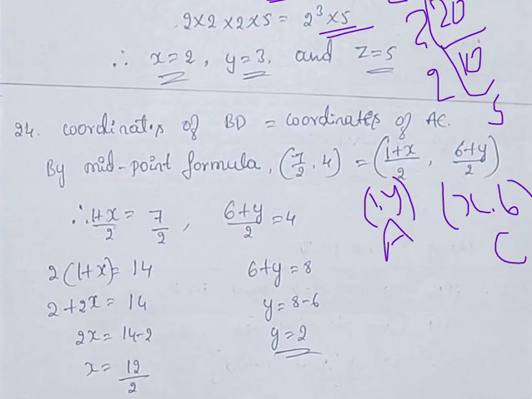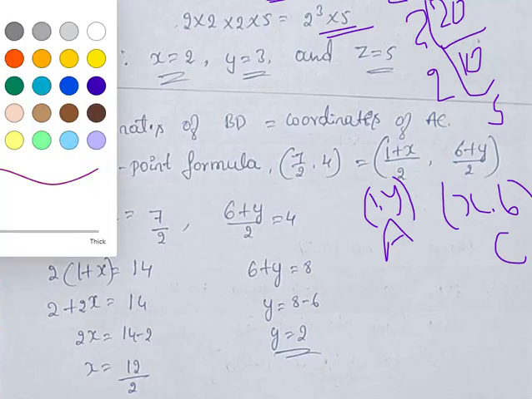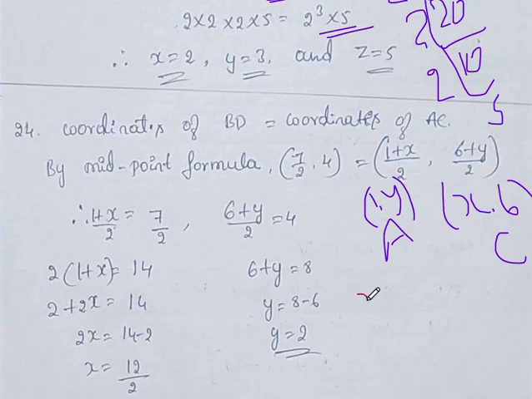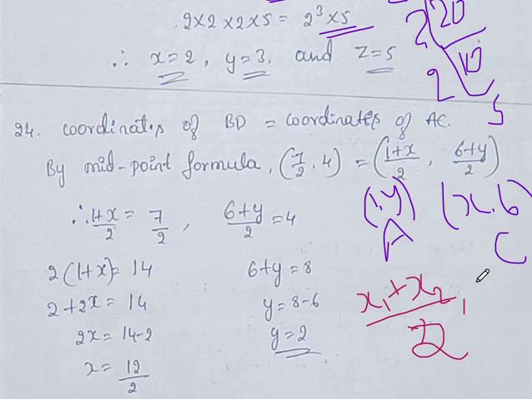What is the midpoint formula? x1 plus x2 by 2, and y1 plus y2 by 2. It is a 2-mark question, so it is not necessary to write all these things, just write the formula and the main steps. Here I forgot to write the formula. This is very important. You have to write the formula and solve, and you get the complete 2 marks. This is the midpoint formula, with x1 y1 and x2 y2.